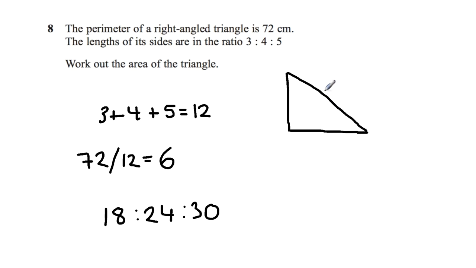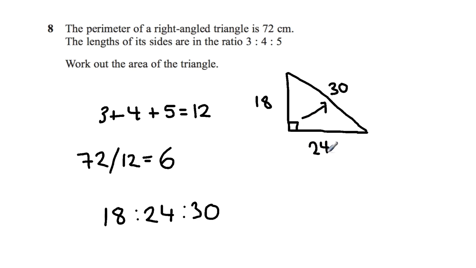The hypotenuse length can be identified as it's always opposite the right angle. So this is the hypotenuse. And the hypotenuse is always the longest length. Therefore, 30 is the hypotenuse. This side is 18. And this side is 24.